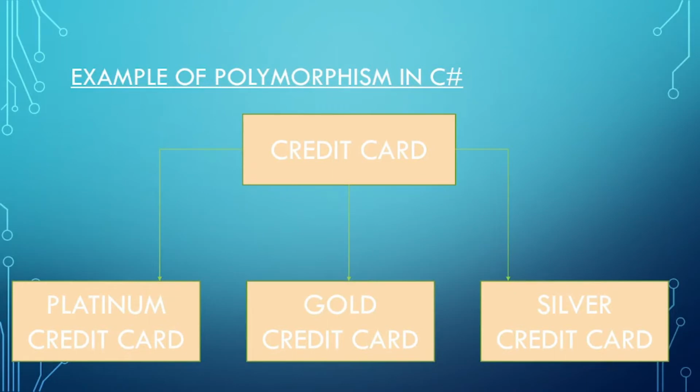Now I'm going to demonstrate a practical example of polymorphism in C Sharp. Let's consider we have a credit card system, and I want to provide my customers three types of credit card: platinum, gold, and silver. I want to give a discount of 20% for the platinum credit card, 15% for the gold credit card, and 10% on the silver credit card on purchases.